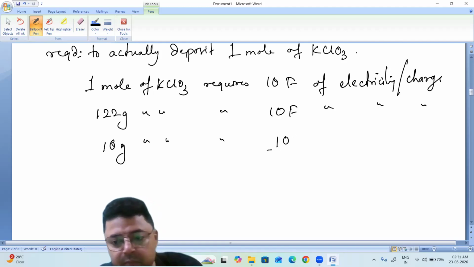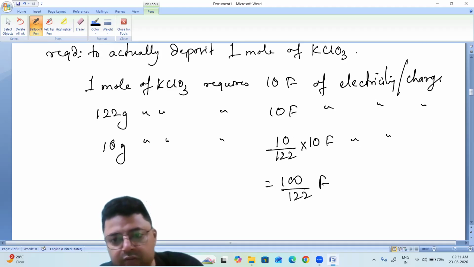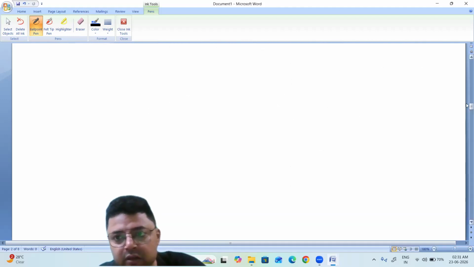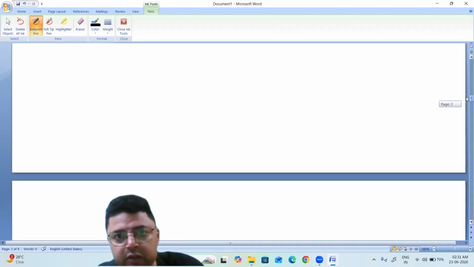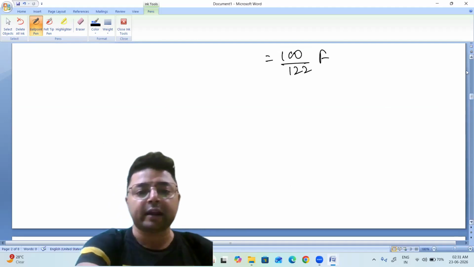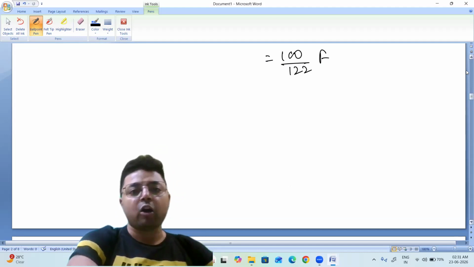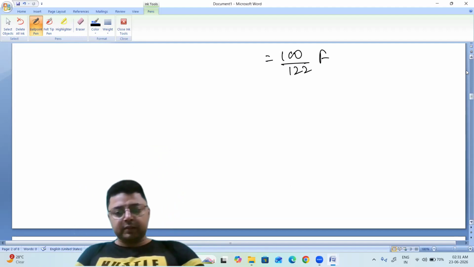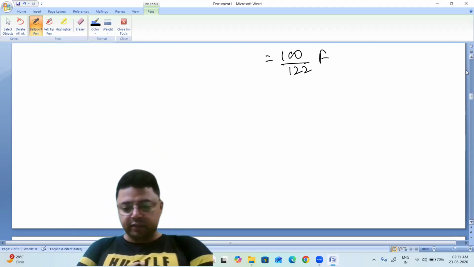10 by 122 times Faraday of electricity or charge. That means 100 over 122 Faraday. So this is how much the current is required. This is the overall current that is required.